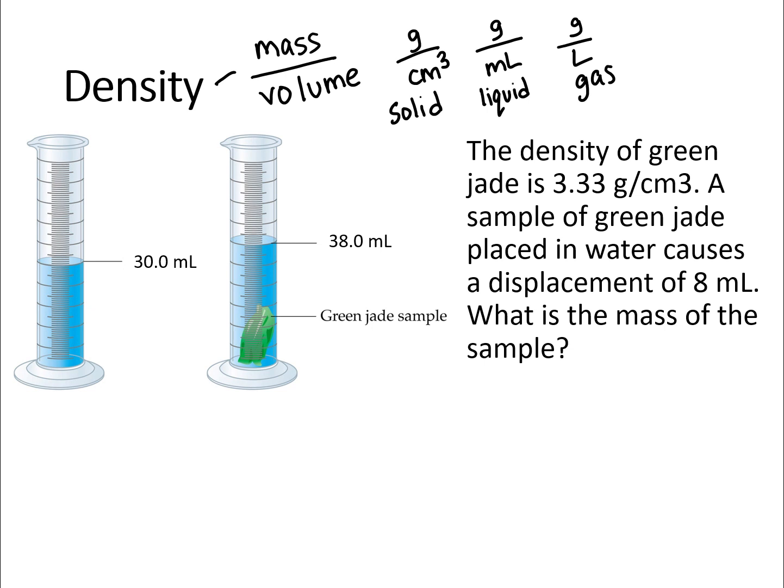The density of green jade is 3.33 grams per centimeter cubed. And this was a typo, it should be like that. A sample of green jade placed in water causes a displacement of 8 milliliters. What is the mass of the sample? This idea of volume by displacement is pretty simple.